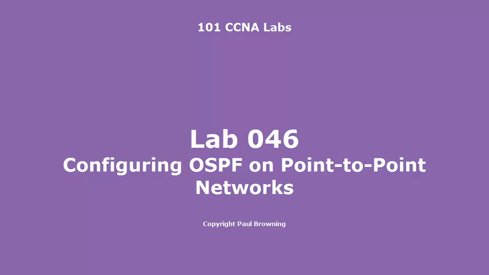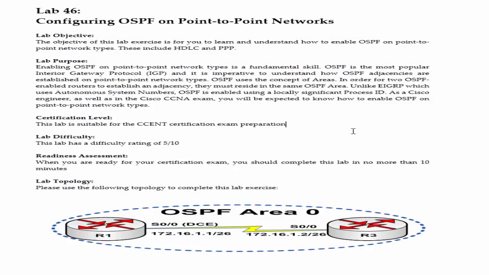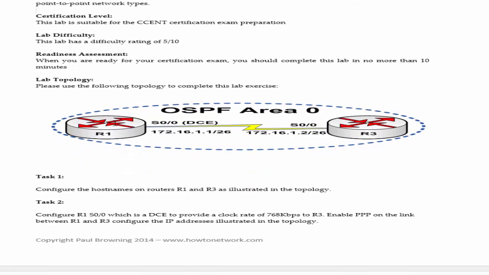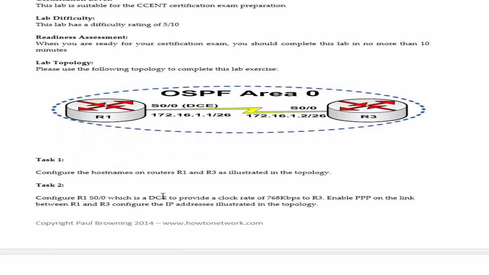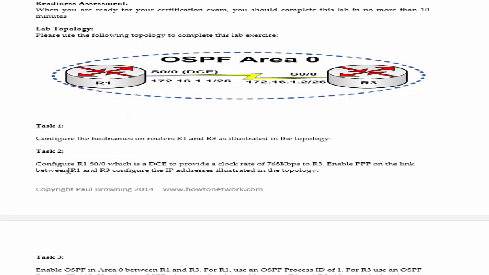Welcome to Lab 46, configuring OSPF on point-to-point networks. There are different network types that we can use with OSPF, and they all have a subtle difference. It's a very simple back-to-back topology, so we're doing two things really. We're looking at OSPF network types and single-area OSPF. It says enable PPP on the link there.